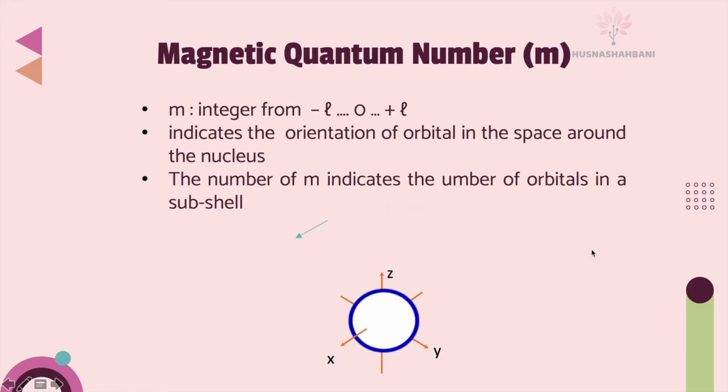Magnetic quantum number. The allowed value for m is an integer from negative L through 0 to positive L. The magnetic quantum number indicates the orientation of the orbital in the space around the nucleus. The number of m values indicates the number of orbitals in a subshell.